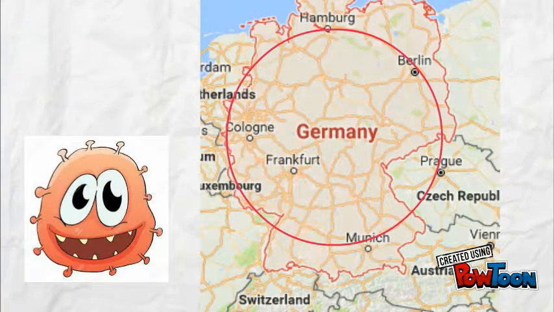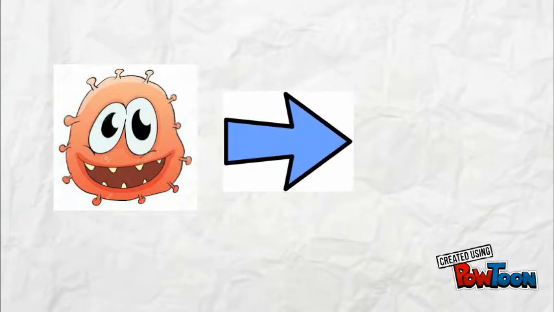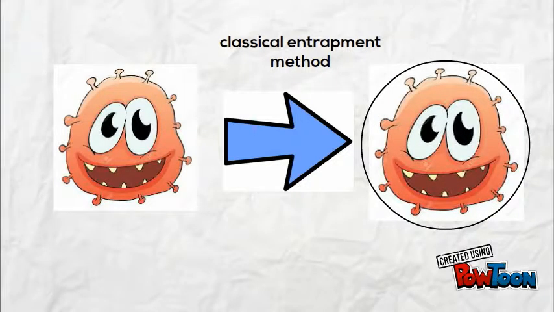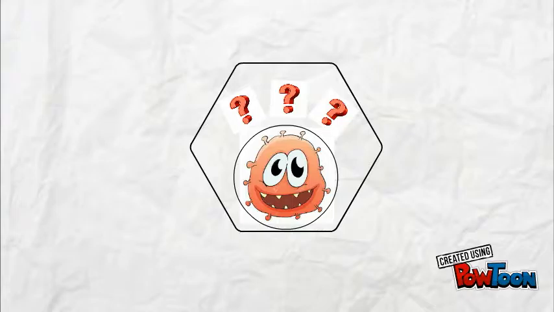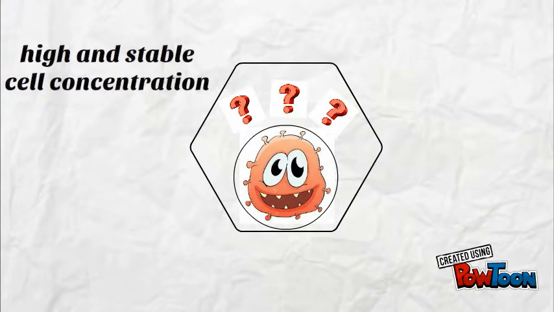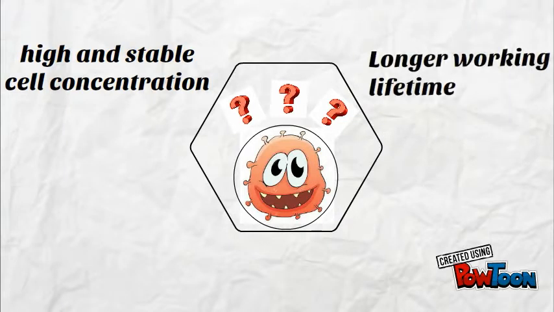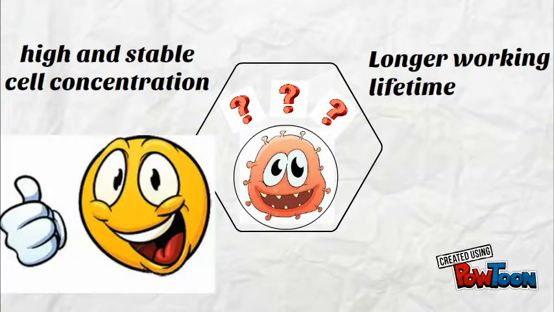In this fermentation process, we used immobilized Lactobacillus. Lactobacillus will undergo the classical entrapment method to produce immobilized Lactobacillus. Why did we use immobilized Lactobacillus? Because it can help to maintain a high and stable cell concentration. Besides, it has a longer working lifetime than the free cell system. It can be retained for 20 days before undergoing the death phase.